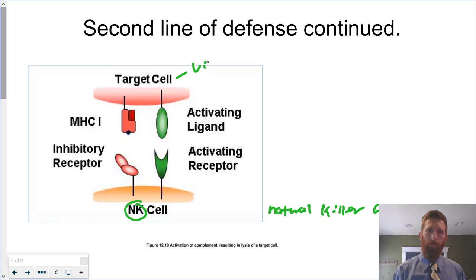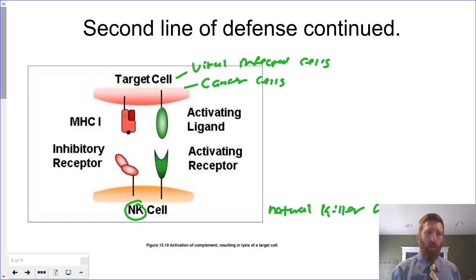So viral infected cells. And then they are also known to target cells that are cancerous, that are dividing too rapidly. So cancer cells. Right. The way they do that normally, right? So this would be normal.